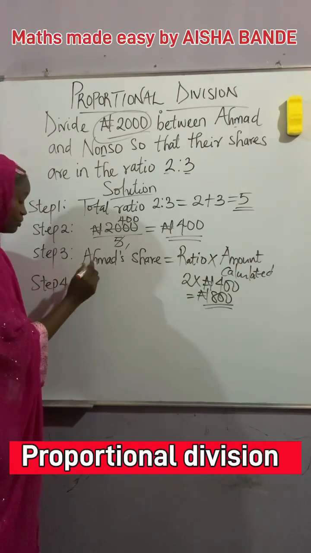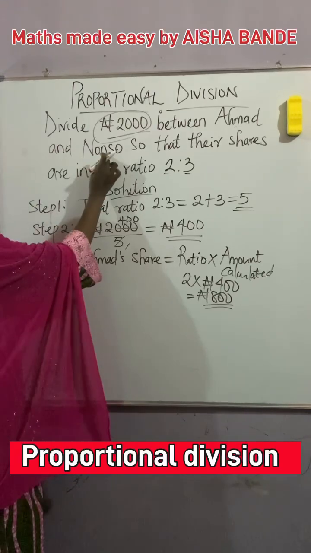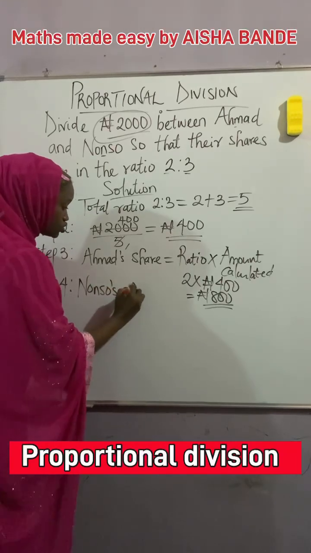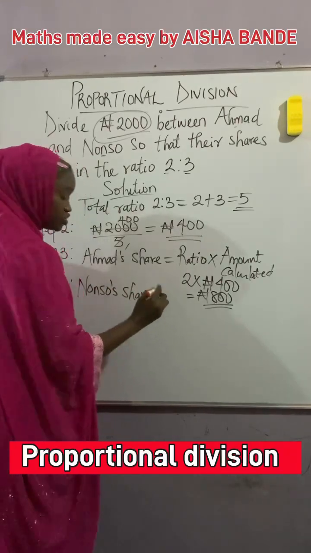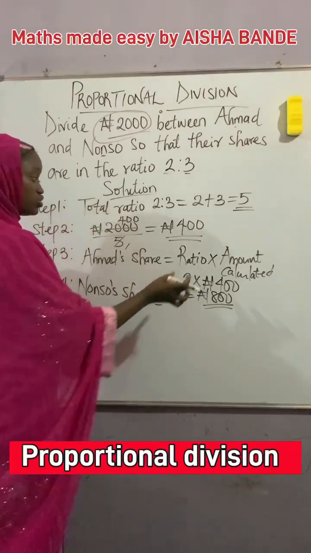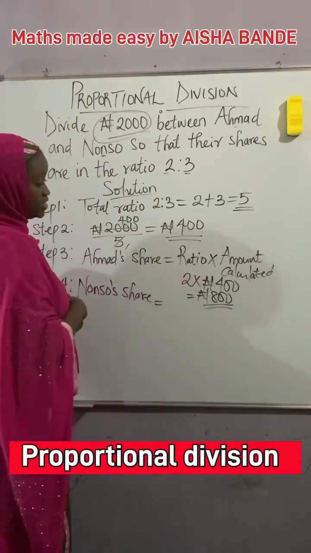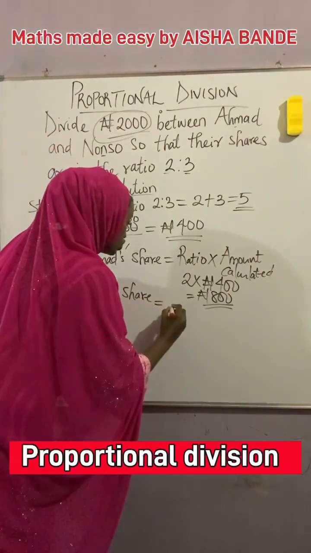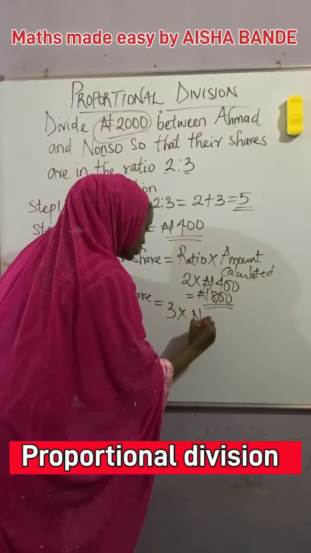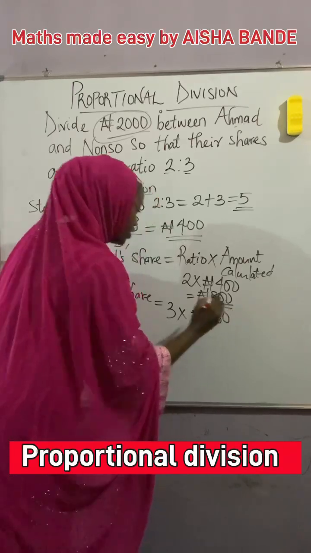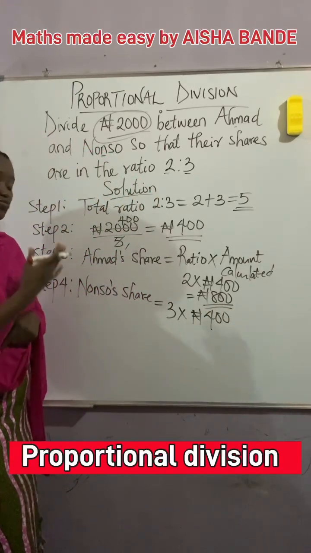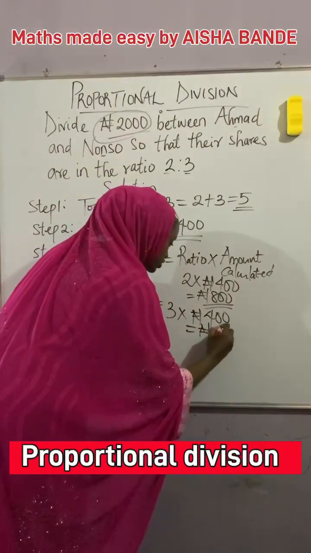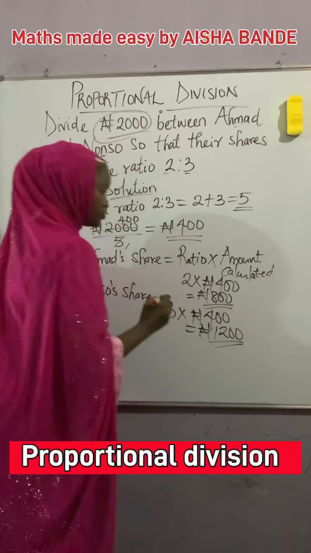In this step, we are going to calculate Nonso's share. For Nonso's share, we are still going to maintain the same formula. It's going to be his ratio times the amount calculated, and Nonso's ratio is 3. So this is going to give us 3 times the amount calculated, which is 400 naira. And 3 times 400 gives us 1,200.